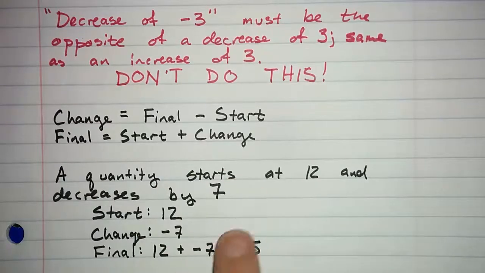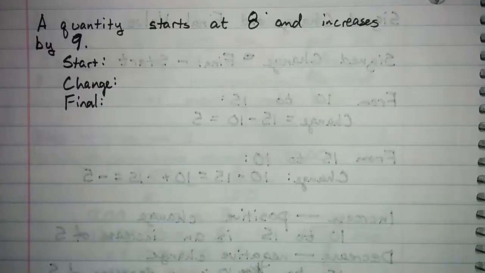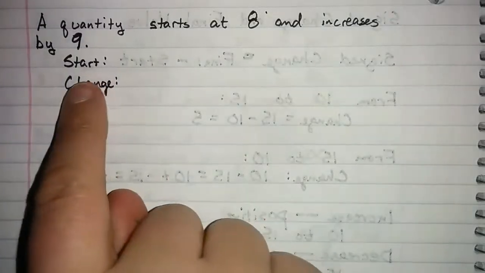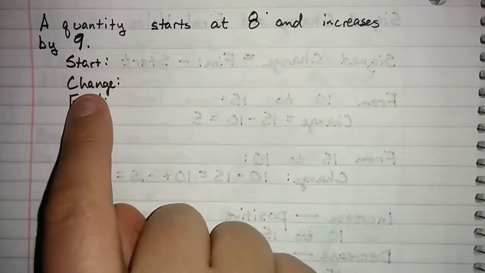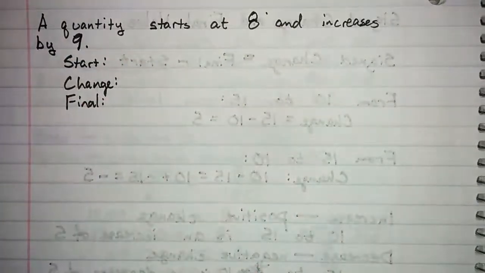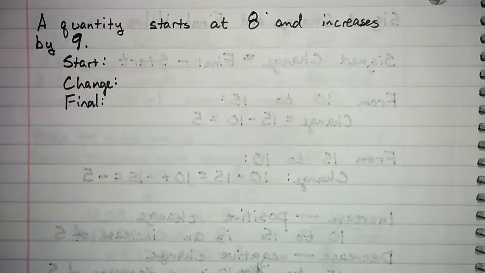Let me give you an exercise like this to try. Suppose that a quantity starts at 8 and increases by 9. Fill in the starting value and the change from the story, and then figure out the final value. Pause the video and try this now.